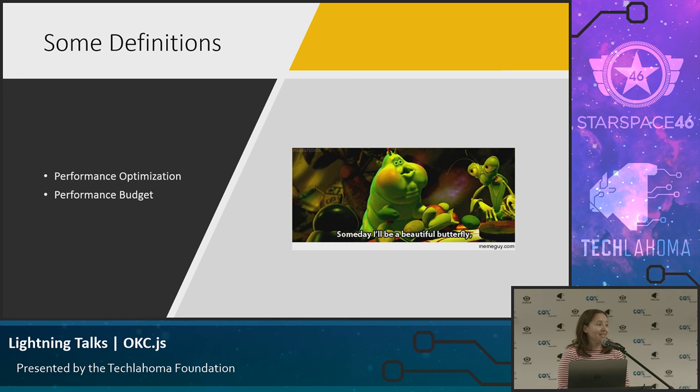Performance optimization is the process of improving your response times to meet your audience's expectations. A performance budget is the max amount of time that you or your company sets for what your performance should be, what the response time should be.